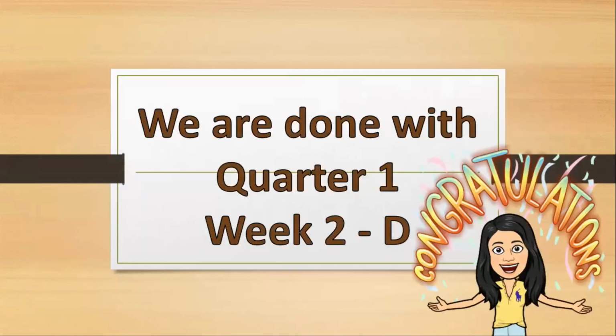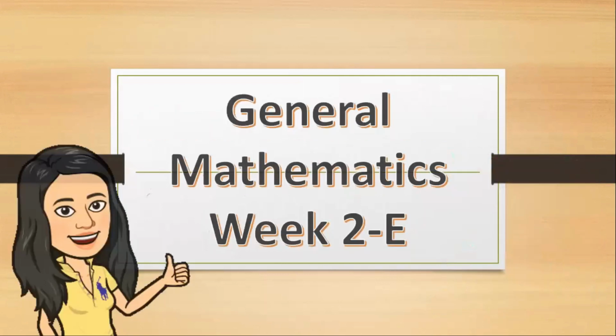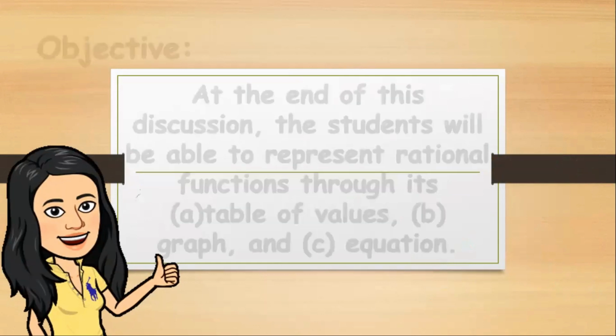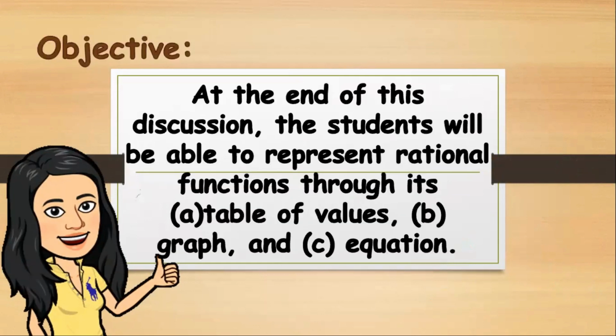We are now done with quarter 1, week 2D. And let's have our week 2E. Okay, this is the last one. The domain and range of our rational function. The objective is, at the end of this discussion, the students will be able to represent rational functions through its table of values, graph, and equation.